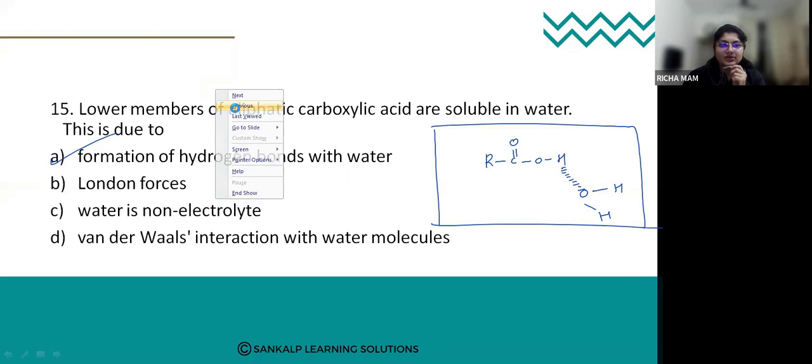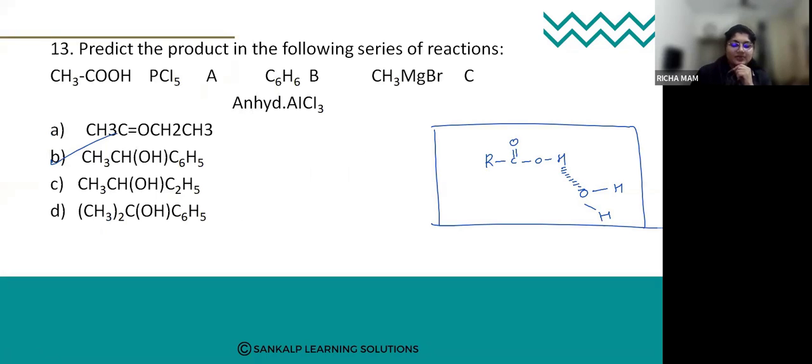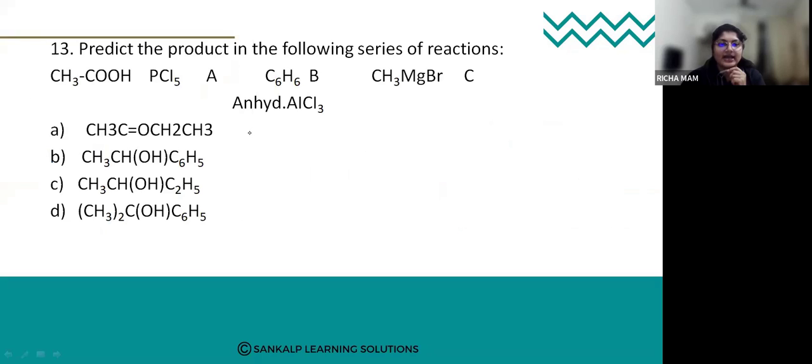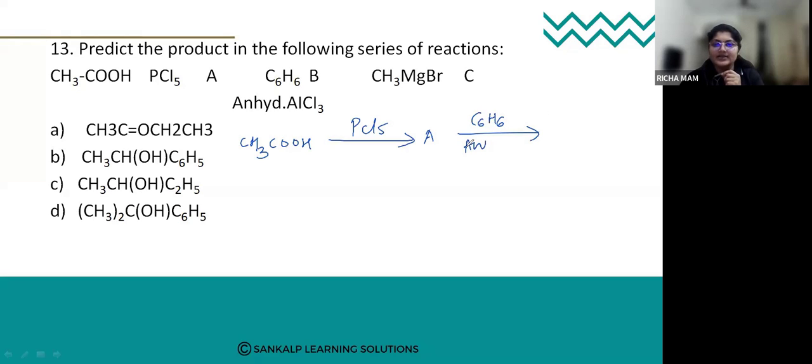Let us go for the previous question. The reaction is like this: acetic acid reacting with PCl5 gives A. Then further reacting with C6H6, your benzene, in the presence of anhydrous AlCl3 gives B. Further reacting with methyl magnesium bromide gives C. You have to find the product C. The options are: CH3COCH2CH3; CH3CH(OH)C6H5; CH3CH(OH)C2H5; and D, (CH3)2C(OH)C6H5.